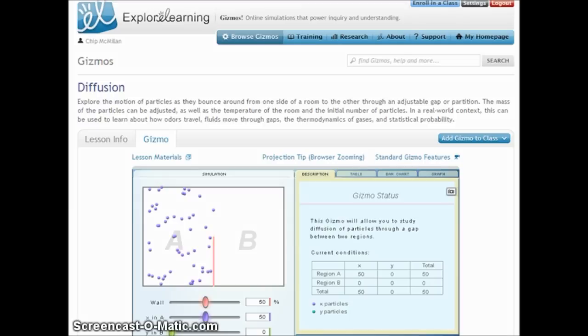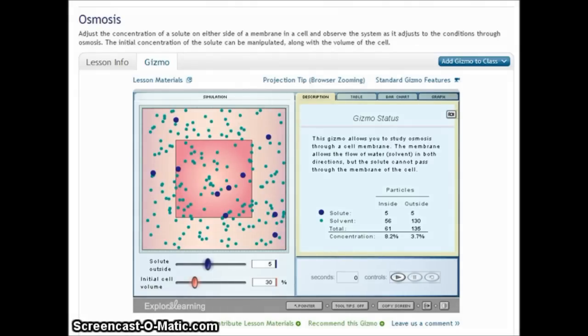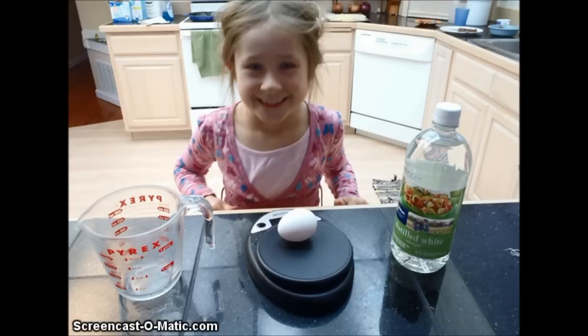Here are the step-by-step instructions for performing a most interesting experiment highlighting the concept of osmosis. For a simulation of diffusion, go to the Explore Learning gizmo on diffusion. For a simulation of osmosis, go to the Explore Learning gizmo on osmosis. An egg and a few household chemicals are all you need.